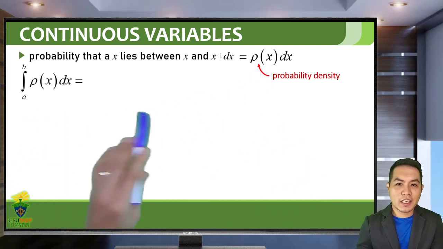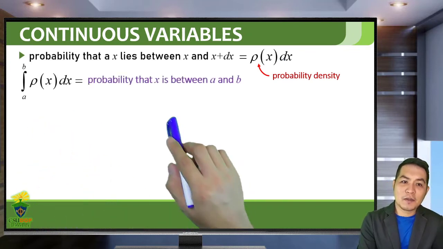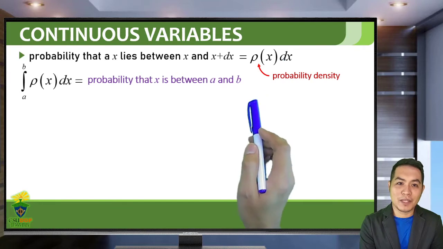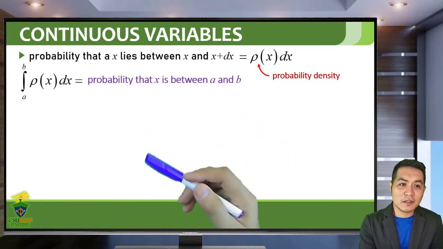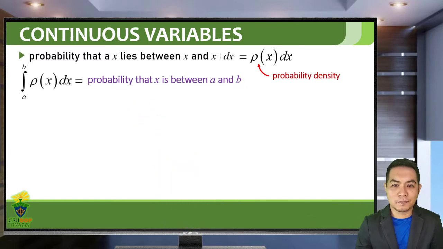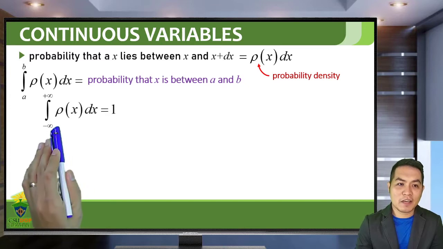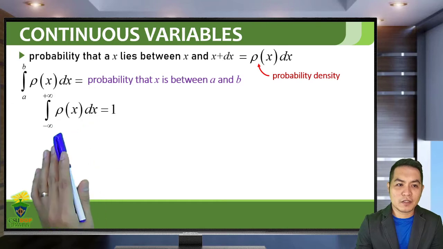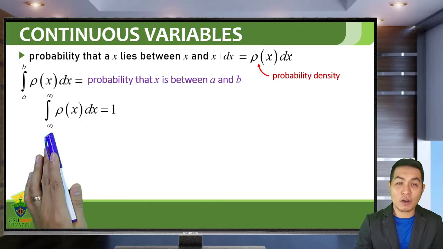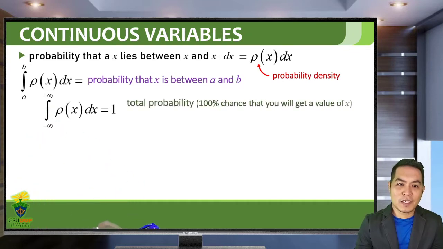If you integrate this from a to b, you will get the probability that the value of x lies between a and b. So if x here is your position, this essentially gives you the probability of finding the position between a and b. Of course, similar to the discrete case, if you add all of the probabilities, so you integrate over all space, all possible values of x, say from negative infinity to positive infinity, then you should get 1. So there's a 100% chance that you will get a value of x.